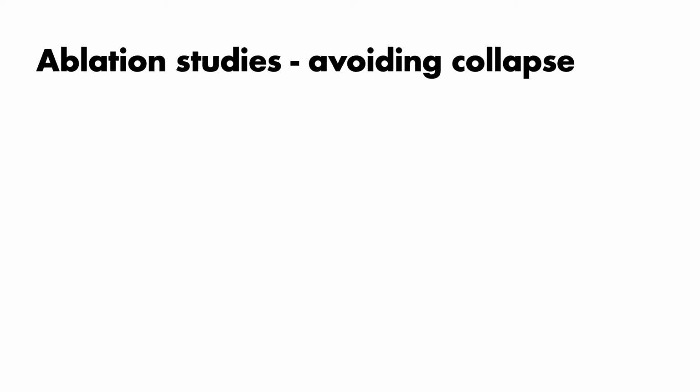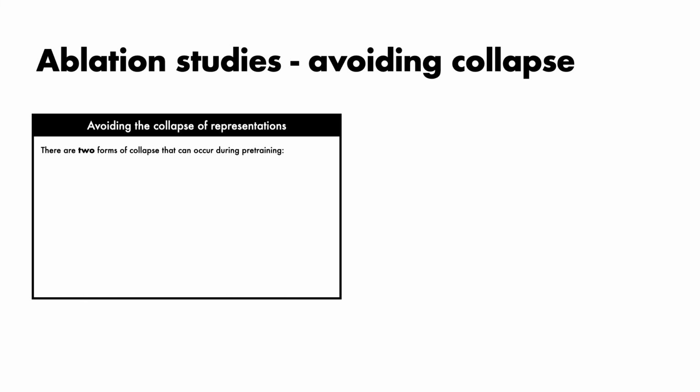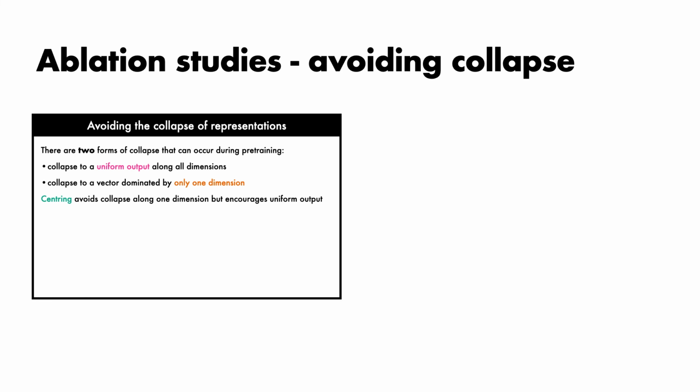The next ablation study looks at the issue of collapsed representations. There are two forms of collapse that typically arise during pre-training. The first is a collapse to a uniform output along dimensions. The second is collapse to a vector that is dominated by only one dimension. In the DINO framework, the centering operation acts to avoid collapse along one dimension, but encourages uniform outputs, while sharpening discourages uniform outputs, but encourages collapse along one dimension.